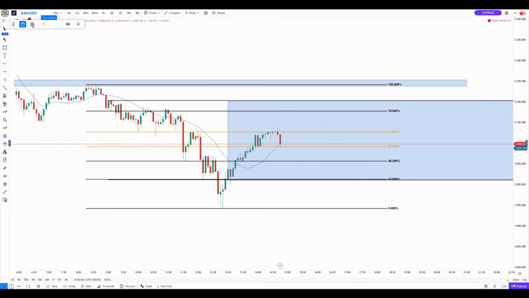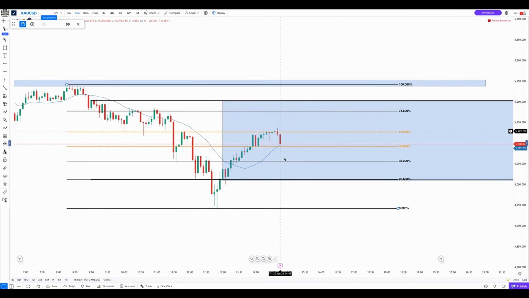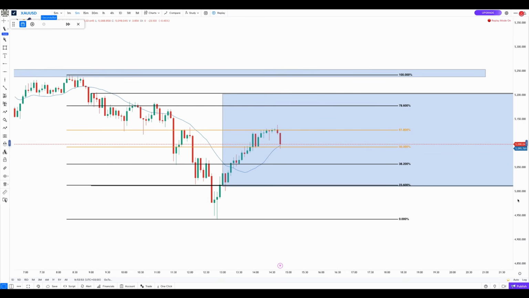So here we can see that the market has reached the golden zone and it's rejecting the golden zone. So now here we're waiting for the next candle that closes below the moving average and confirms that the trend is now continuing to the downside. All right, so let's just play and see.